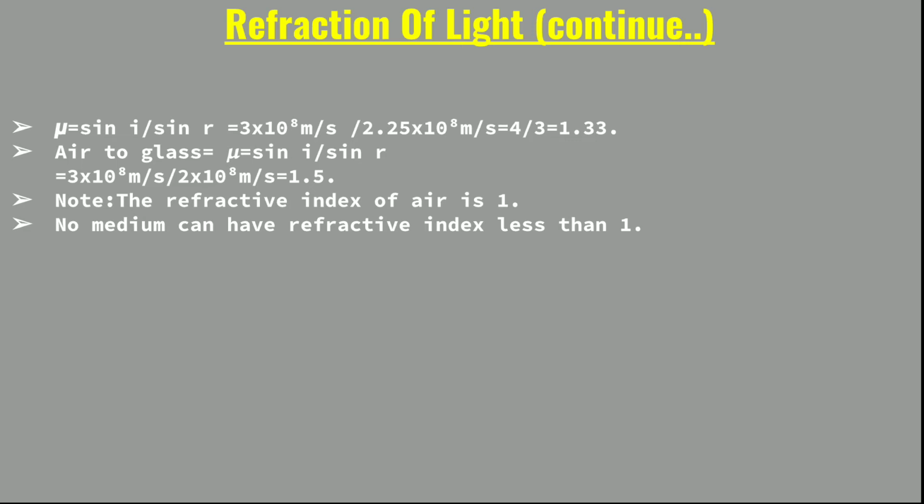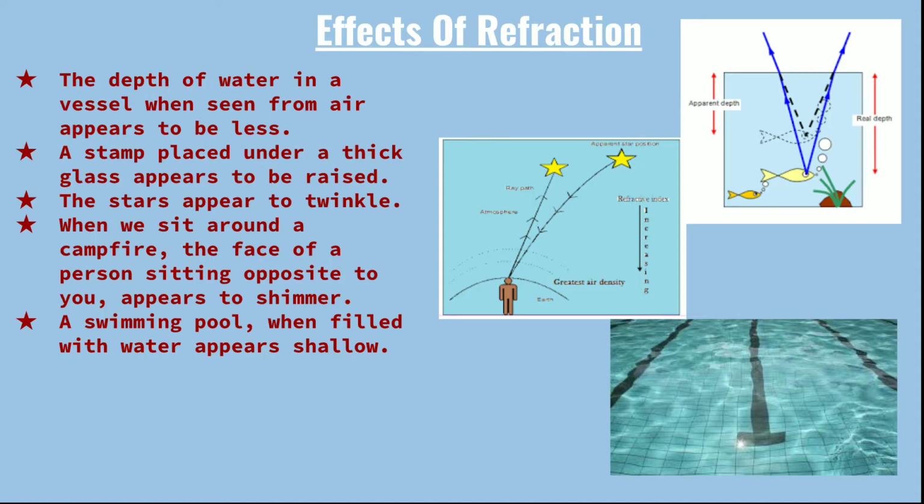So that was air to water. This is air to glass. 3 into 10 to the power 8 meter per second, glass is 2 into 10 to the power 8 meter per second. That is equal to 1.5. Because sin I by sin R is a ratio, there is no unit. Note, the refractive index of air is 1, and no medium can have refractive index less than 1. That is impossible. So next we come to effects of refraction.